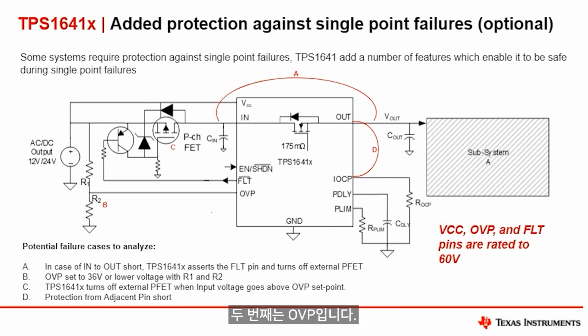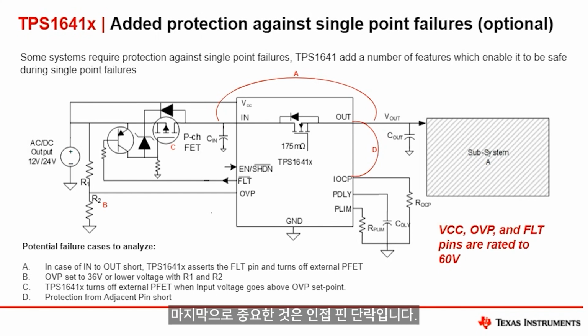The second is OVP. So what can be done is with an additional external PFET, you can provide protection up to 60 volts versus an overvoltage event. So if you need to shut off if the power supply ever fails, our device can detect that there's an overvoltage event and then shut off this 60 volt PMOS to protect the downstream system. And that's all done with our adjustable OVP mentioned in case B.